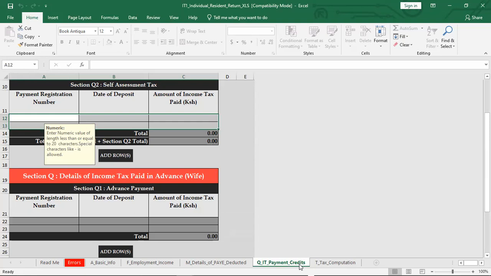But most of the people who fill here, they are people who have other incomes. They are employed and they have other businesses. So mostly they are the people who fill here. But for the employment people, when you have no other business, you leave this one blank. You are not supposed to do anything. So after that, for Esther, she doesn't have another income. So you just come to the last one, tax computation.